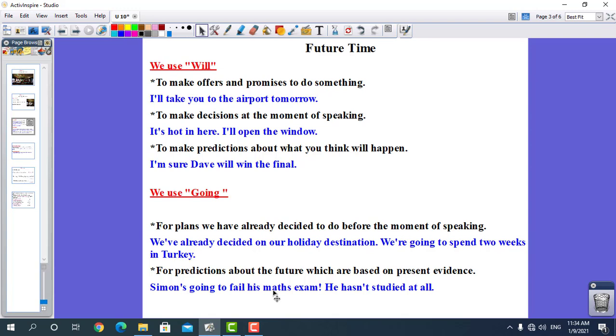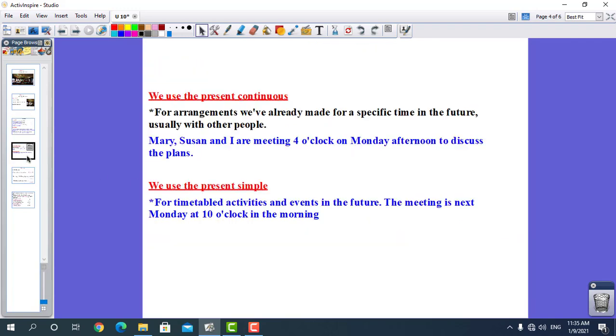We can say something else. Look at these clouds. I think it's going to rain. When you say, look out, the car is going to hit you. So these are predictions about things that you can see happening now. So this is the use of will and the use of going to.